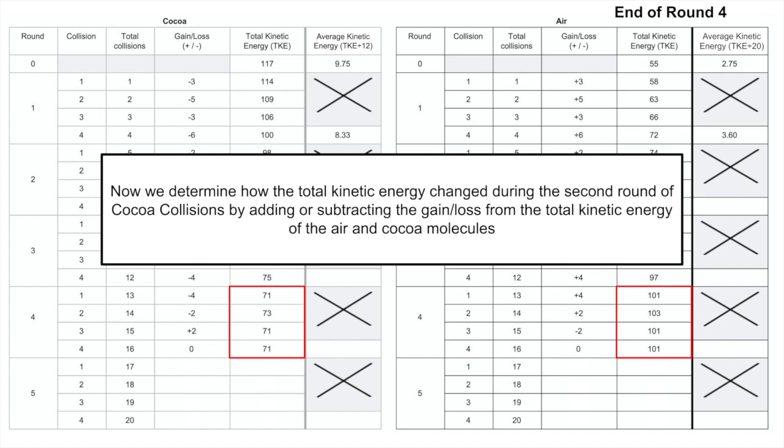If we add and subtract these gains and losses from the total kinetic energy, we see that the air ended round 4 with a total kinetic energy of 101, while the cocoa ended the round with a total of 71. Be sure that you fill out all the gains, losses, and total kinetic energy values in your table. Also, it will be up to you to calculate the average kinetic energy in the cocoa and air molecules.